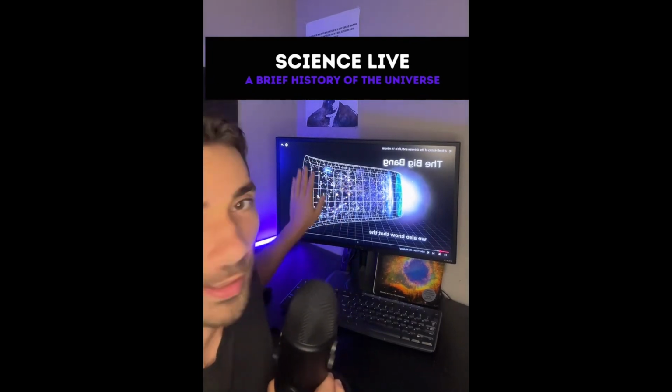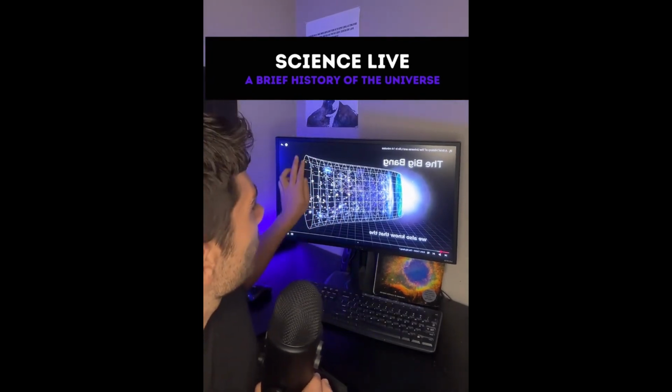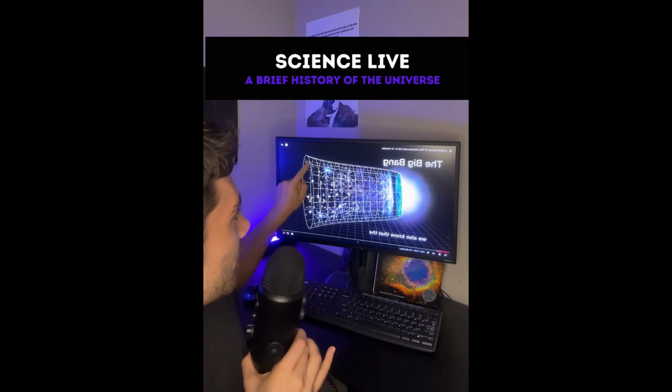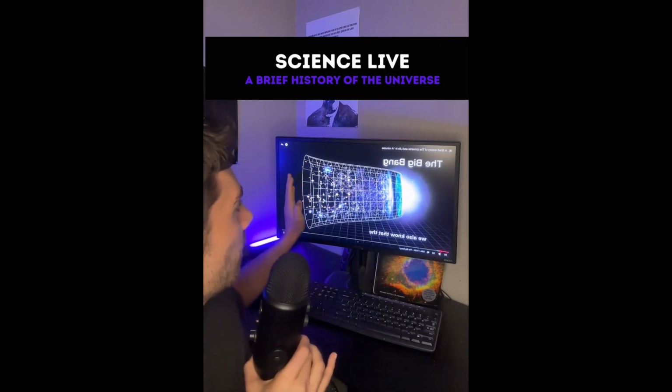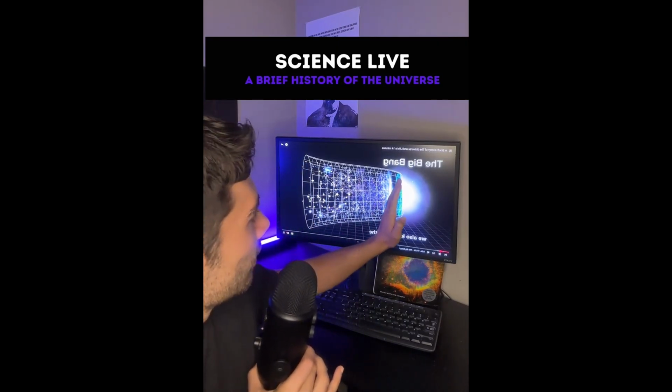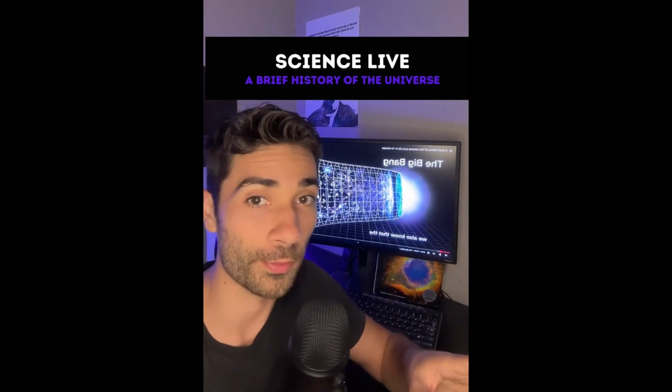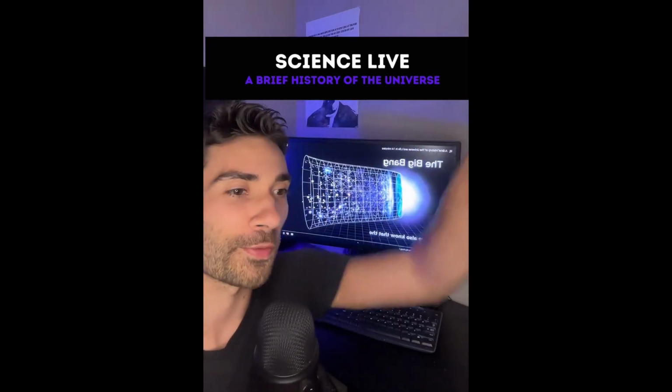So this is modern day right here, right? See these little dots? These are galaxies. Now, if you go back in time, you find that the universe was smaller in the past. So we look around the universe and we see galaxies that are getting further and further away from us. It seems that the universe itself is expanding.